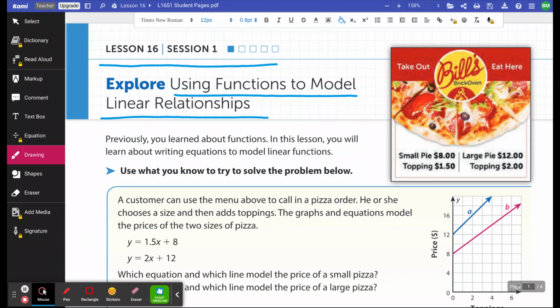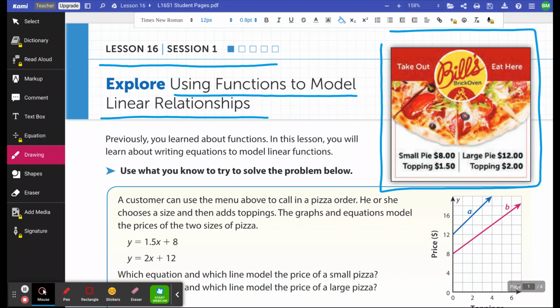A customer can use the menu above, that's this menu right here, to call in a pizza order. He or she chooses a size and then adds toppings. These graphs and equations model the prices of the two sizes of pizza. So we have two equations and we have two graphs over here. Each one of them models either a small pizza or a large pizza. And we have to figure out which equation and which line model the price of the small pizza and which equation and line model the price of the large pizza.